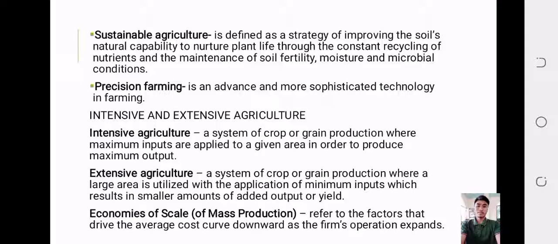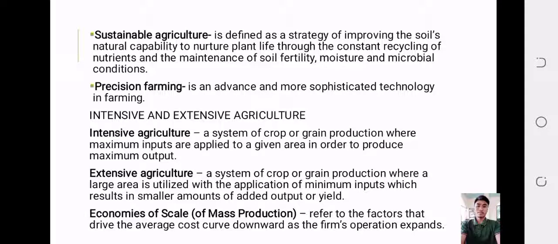Intensive agriculture is a system of crop or grain production where maximum inputs are applied to a given area in order to produce maximum output. Extensive agriculture is a system of crop or grain production where a large area is utilized with the application of minimum inputs, which results in a smaller amount of added output or yield.